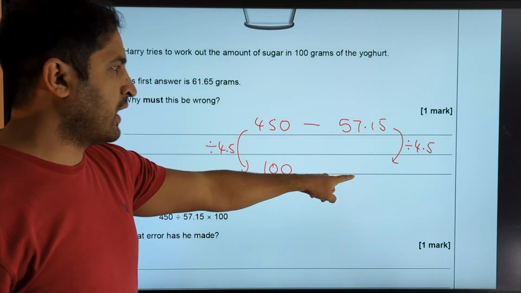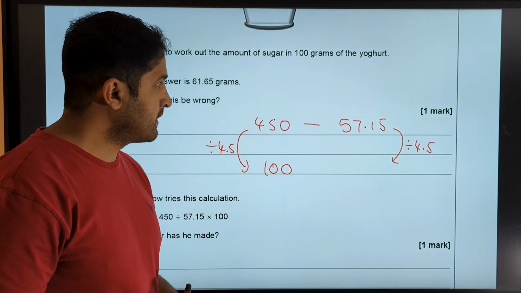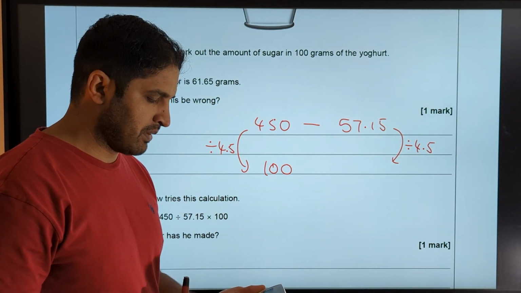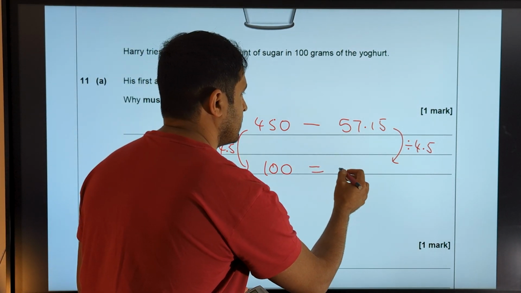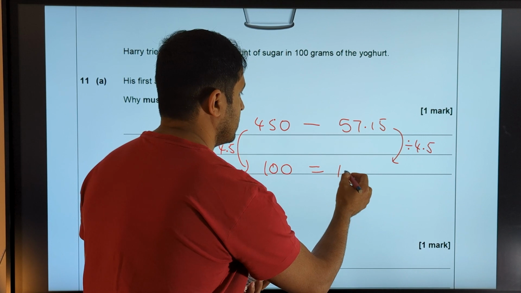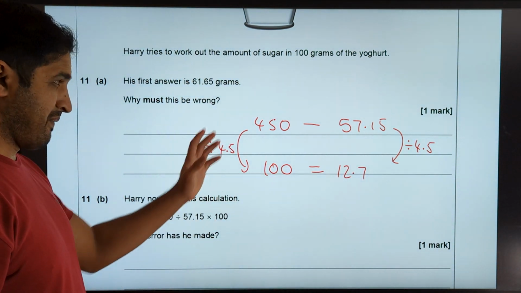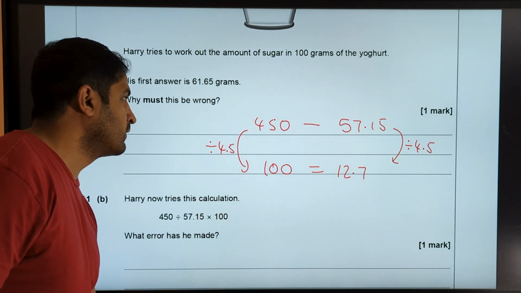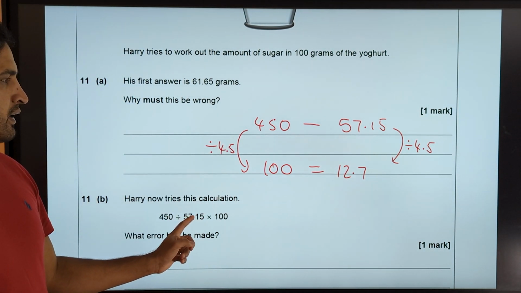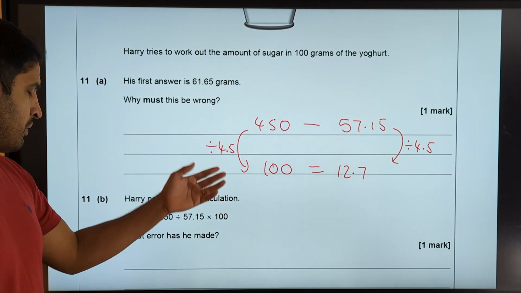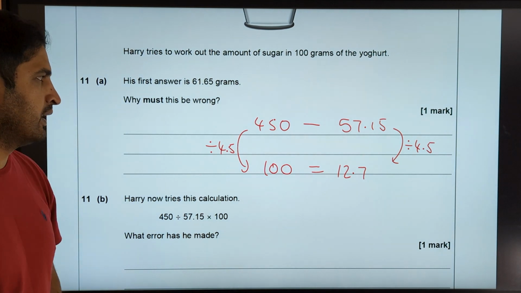And when I divide the right hand side by 4.5, what would I get? So I have 57.15 divided by 4.5. I get 12.7 grams. Okay, so that's what went wrong. Rather than dividing 450 by 4.5, they divided it by 57.15.